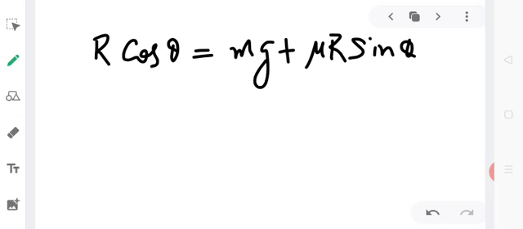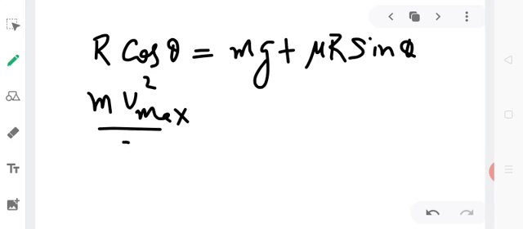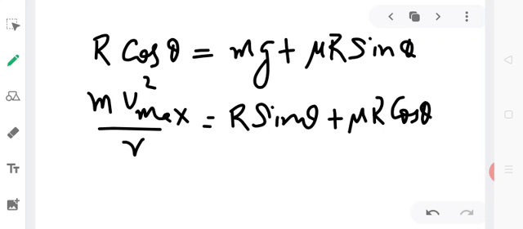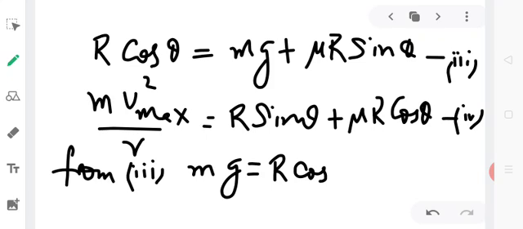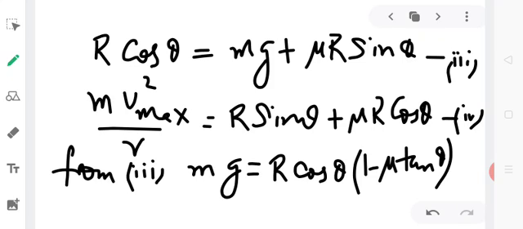If v max is the maximum permissible speed of the vehicle, the centripetal force is now provided by the components R sin theta and mu R cos theta. So we can write down m v max square by r to be equal to R sin theta plus mu R cos theta. Now, marking the previous equation as 3 and this one as 4, from equation 3 we get mg equal to R cos theta, taking it out as common, 1 minus mu tan theta. Mark it as equation number 5.